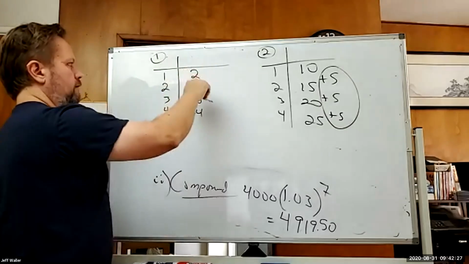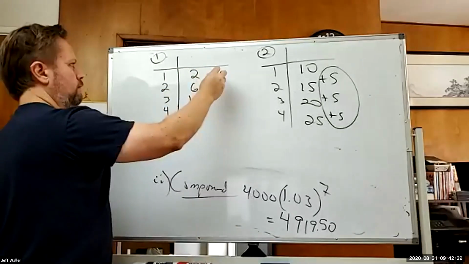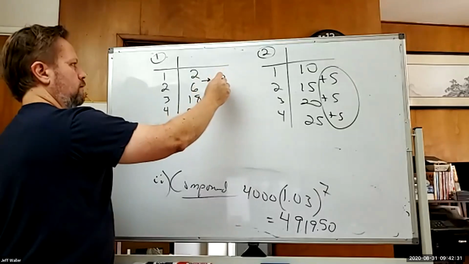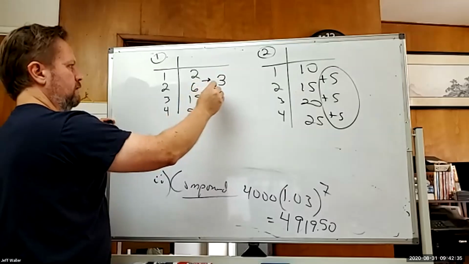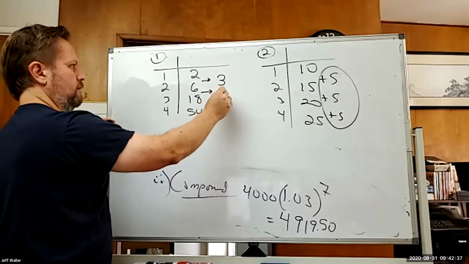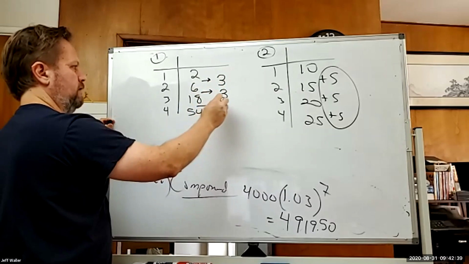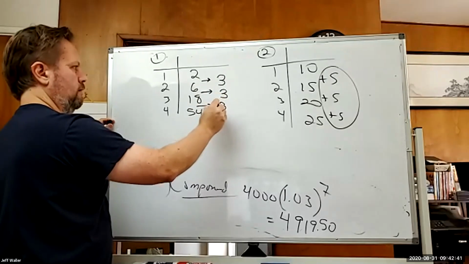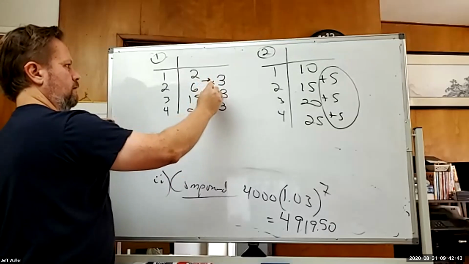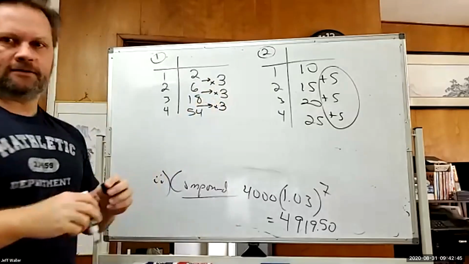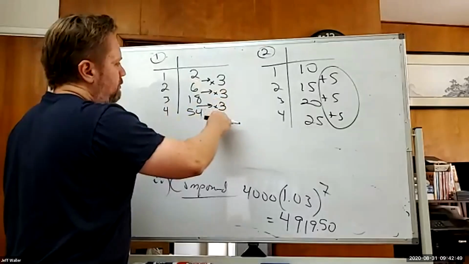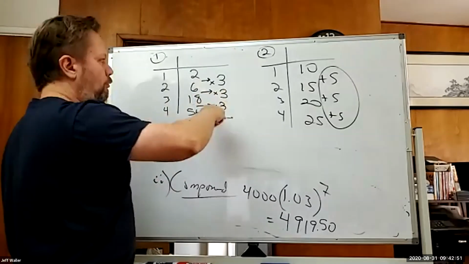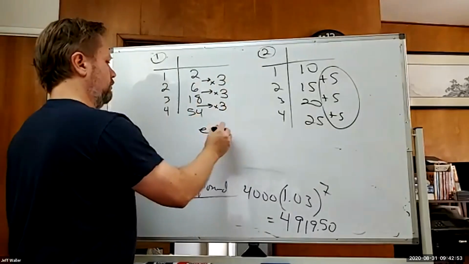I divide. 6 divided by 2 is? Thank you. And then 18 divided by 6 is? 3. And 54 divided by 18 is? Probably 3. That's a good guess. So if I keep multiplying by the same amount, that would be exponential growth.